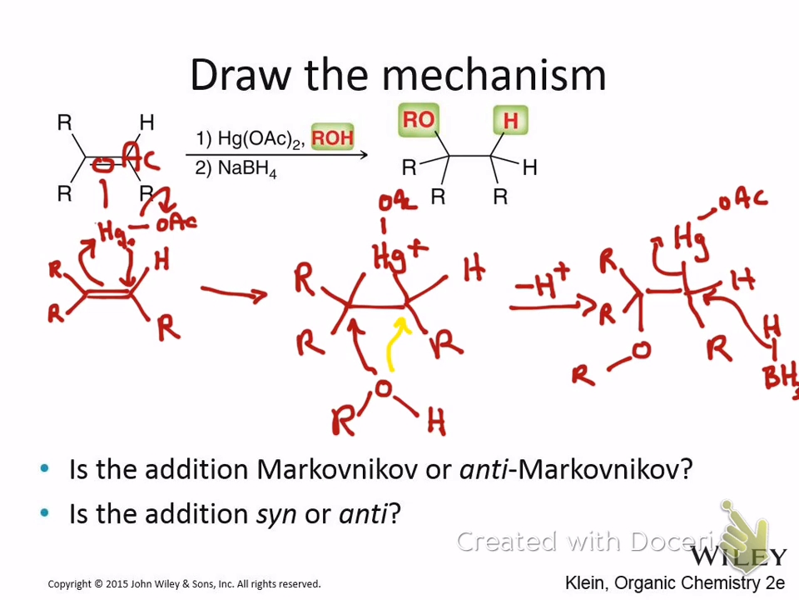Now, the reaction is Markovnikov in nature. And because the leaving group, the cyclic ring, is attacked from the bottom, and the alcohol appears on the opposite side of the mercury, it is essentially an anti-style addition reaction because it comes from the opposite side.